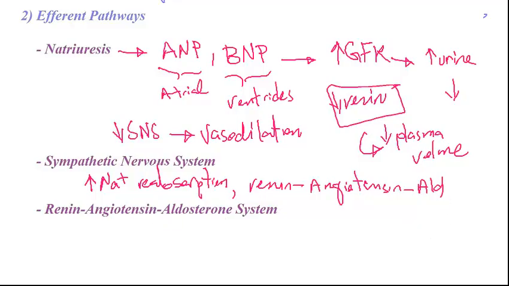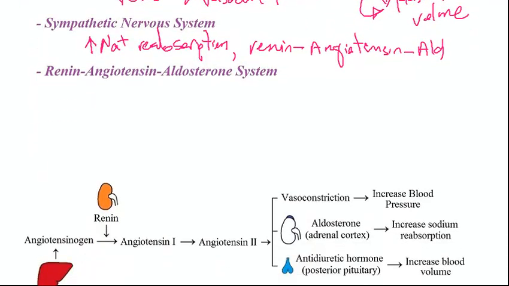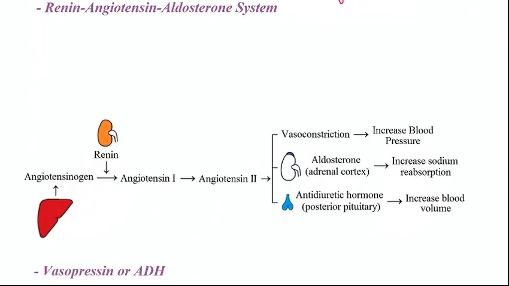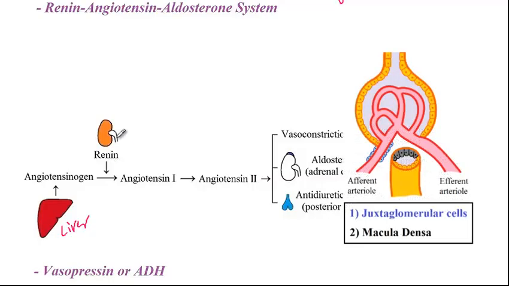All right, now let's go over the renin, angiotensin, aldosterone system. All right, so basically this system uses multiple hormones to regulate blood pressure, volume, as well as osmolarity. The initial product of this system is being produced by the liver, and it's called angiotensin. And then in response to low blood pressure in the juxtaglomerular cells or low sodium in the macula densa of the distal convoluted tubule. So here we have two mechanisms.